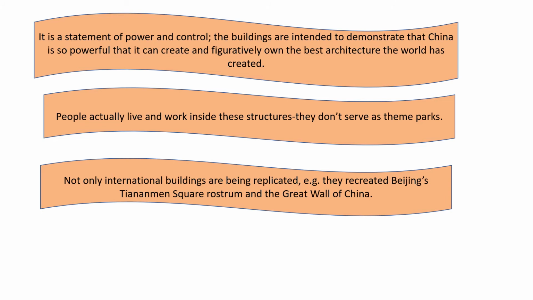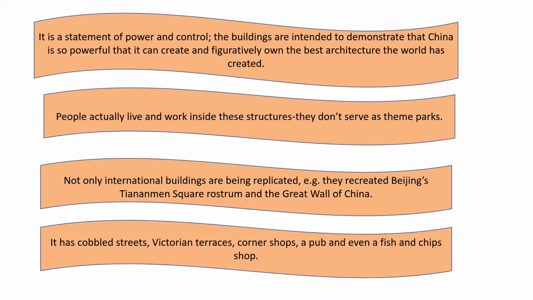Not only international buildings are being replicated. For example, they recreated Beijing's Tiananmen Square rostrum and the Great Wall of China. And a typical British market town has cobbled streets, Victorian terraces, corner shops, a pub, and even a fish and chips shop. Well done.